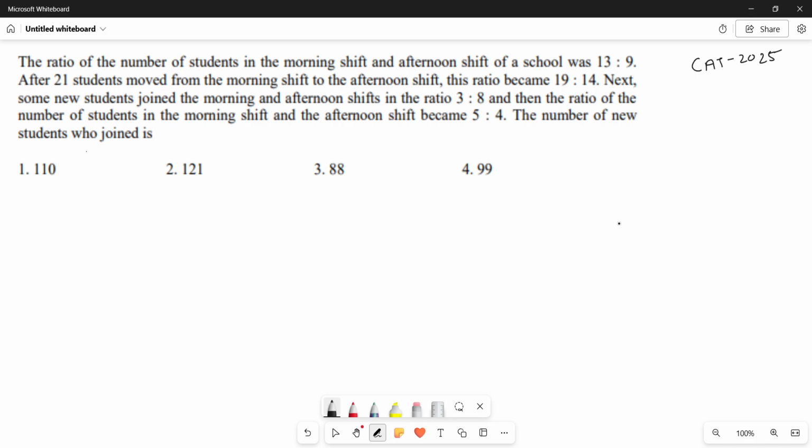Hello all, welcome back. So today we'll solve a problem about ratios, and this appeared in CAT 2025. The question goes like this.